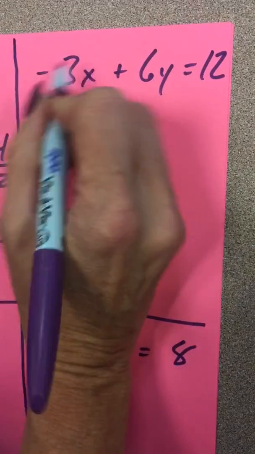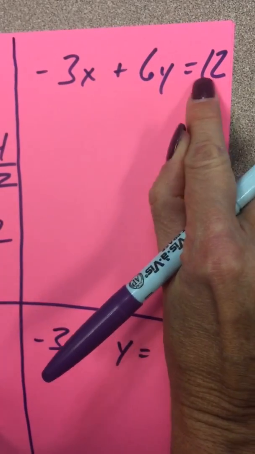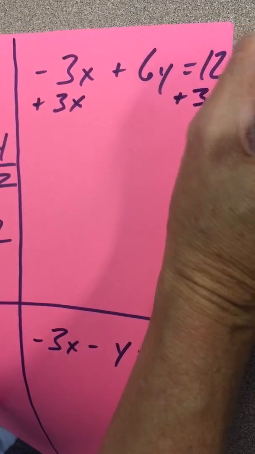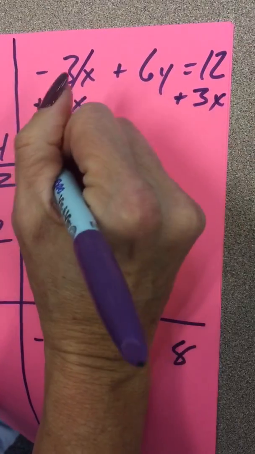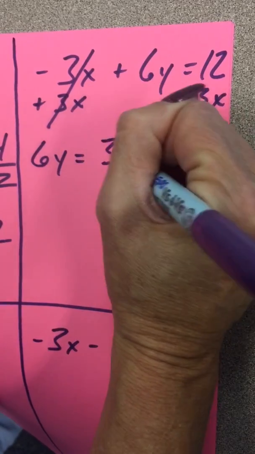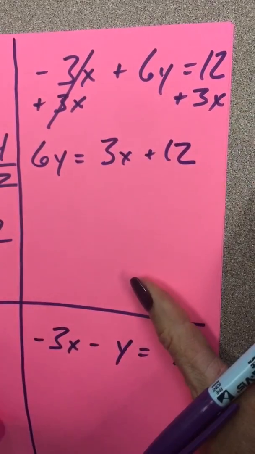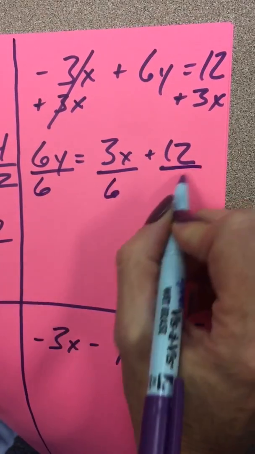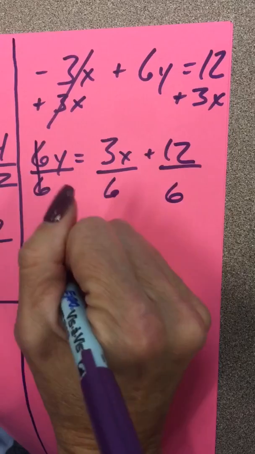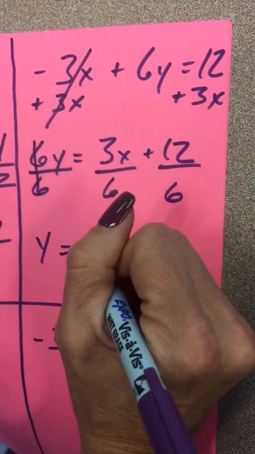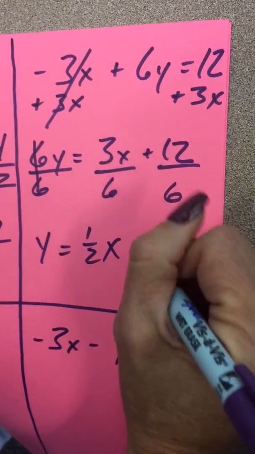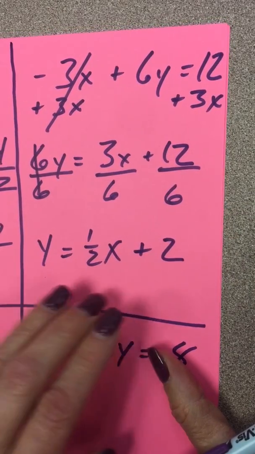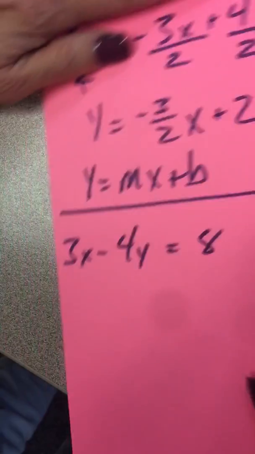We still want this 3x term to be on this side of the equal sign, and the way we can do it is we can add 3x here and add 3x here. This goes away, and we've got 6y equals 3x plus 12. We're very close to the form we want, but we've got this 6. And so now that 3 over 6 does reduce to 1/2 x, and 12 over 6 reduces to 2. And now we've got, again, something that's in y equals form.